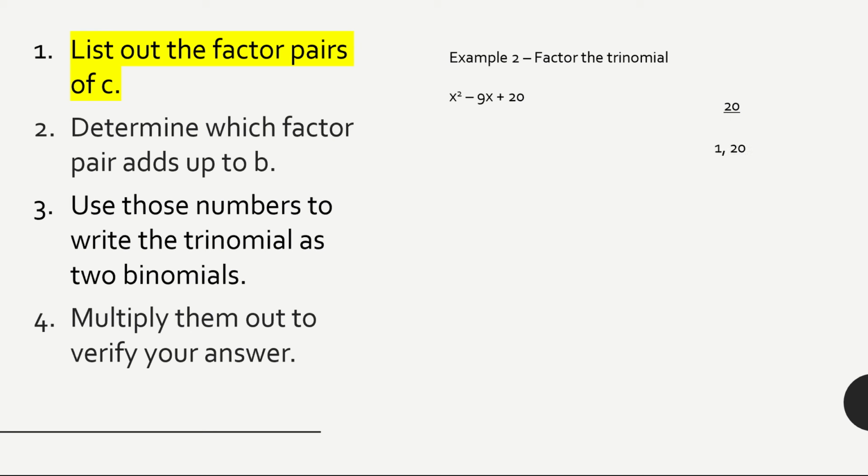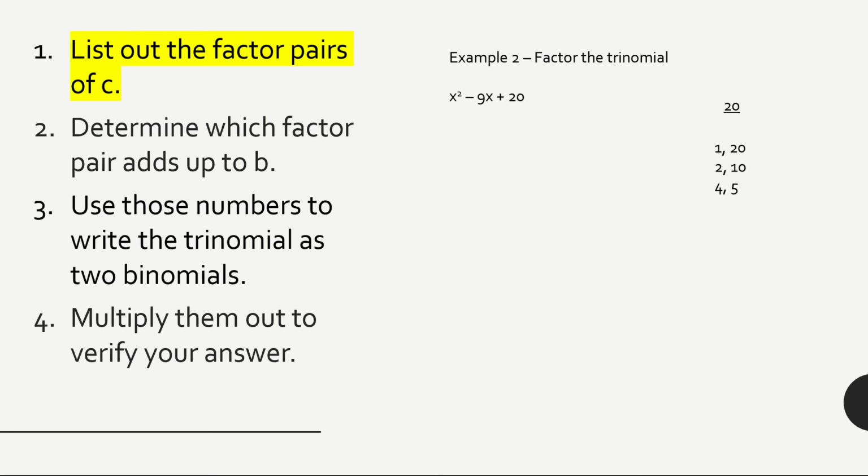So those numbers are going to be 1 and 20, okay? 2 and 10 go into 20 as well. 3 does not go into 20, but 4 does. 4 and 5, and we're at 5 right here, so we don't need to move on, okay? These are the only factor pairs that multiply to 20, okay?